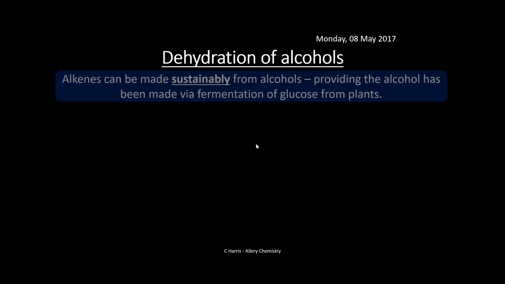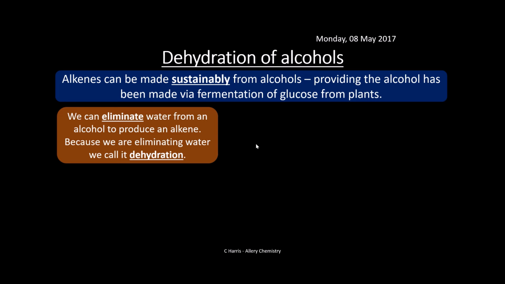Okay, so let's have a look at dehydration of alcohols. So alkenes can be made sustainably from alcohols, providing the alcohol has been made via fermentation of glucose from plants. This is used quite a lot to make things like plastics from plant material, etc. This is quite useful. So what we do is we just eliminate the water from the alcohol, and from that we make our alkene. And the reaction of removing water from a molecule is called dehydration, which sounds pretty obvious really, because you're removing water.